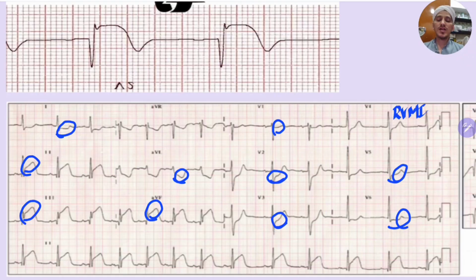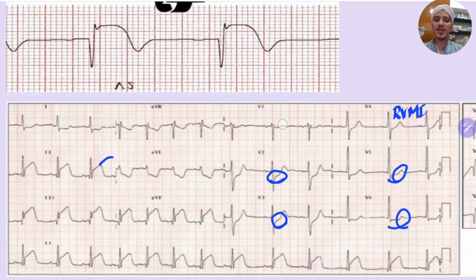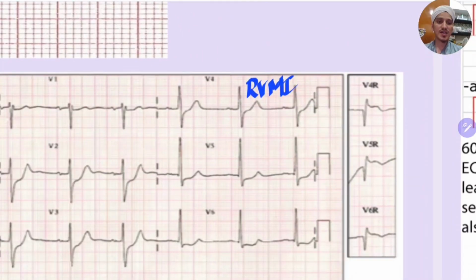We don't know. Because we are seeing inferior wall MI, we should rule out right ventricular MI as well as posterior wall MI in these patients also. For posterior wall MI, you will see V1, V2. But this is an ECG of right ventricular MI, so we will go for V4R and V5R leads now. V4R and V5R leads. See here, it is there here.